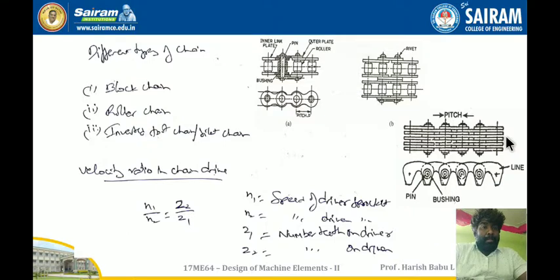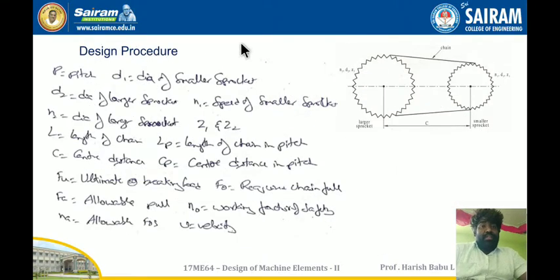Coming to the design procedure, first we'll see the nomenclature. P is the pitch, D1 is the diameter of the smaller sprocket and D2 is the diameter of the larger sprocket. N1 is the speed of the smaller sprocket, N2 the speed of the larger sprocket. Z1 is the number of teeth on the smaller one, Z2 is the number of teeth on the bigger one.